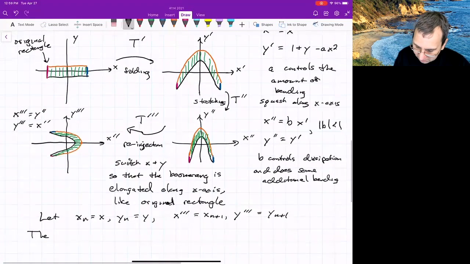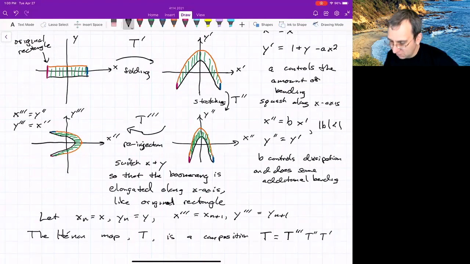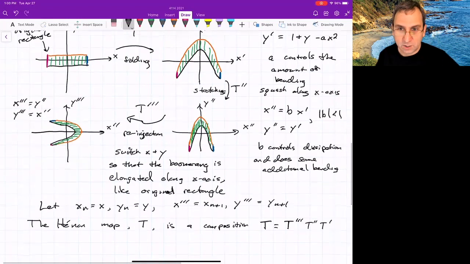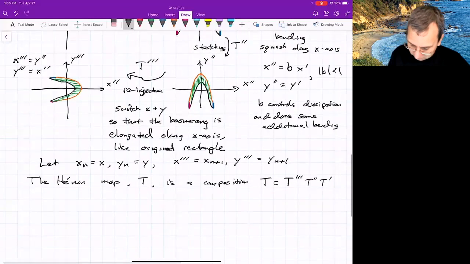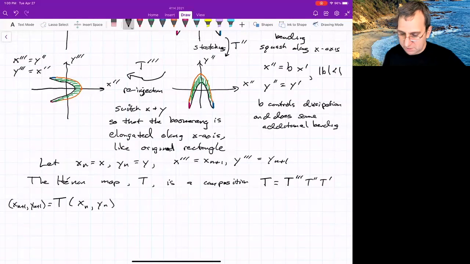then the Hénon map, which we'll call T, is a composition of these three. The order of operations is first T prime acts, then T double prime, and then T triple prime. And that gives us our final map. So that yields what we have. T of xn, yn, that is xn plus 1, yn plus 1. Okay, so this stretching and folding is accomplished pretty elegantly.